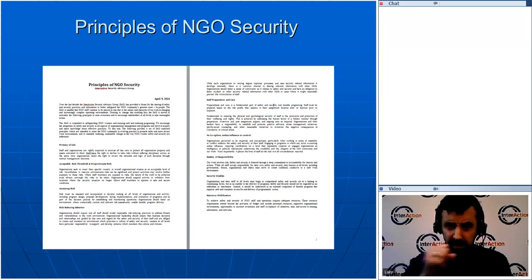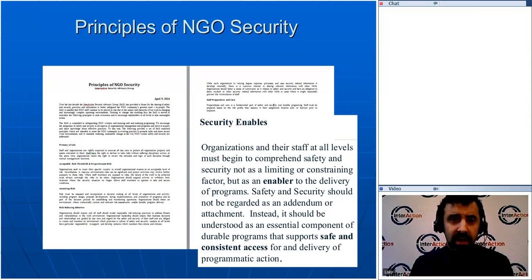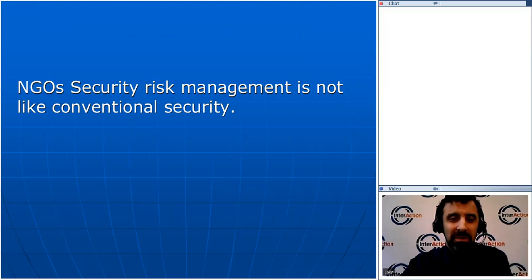One of the key tenets of the Security Advisory Group here in InterAction is that security must enable. More specifically, the tenet reads: organizations and their staff at all levels must begin to comprehend safety and security not as a limiting or constraining factor, but as an enabler for the delivery of programs. Safety and security should not be regarded as an addendum or attachment. Instead, it should be understood as an essential component of global programming that supports safety and consistent access for and delivery of programmatic action.